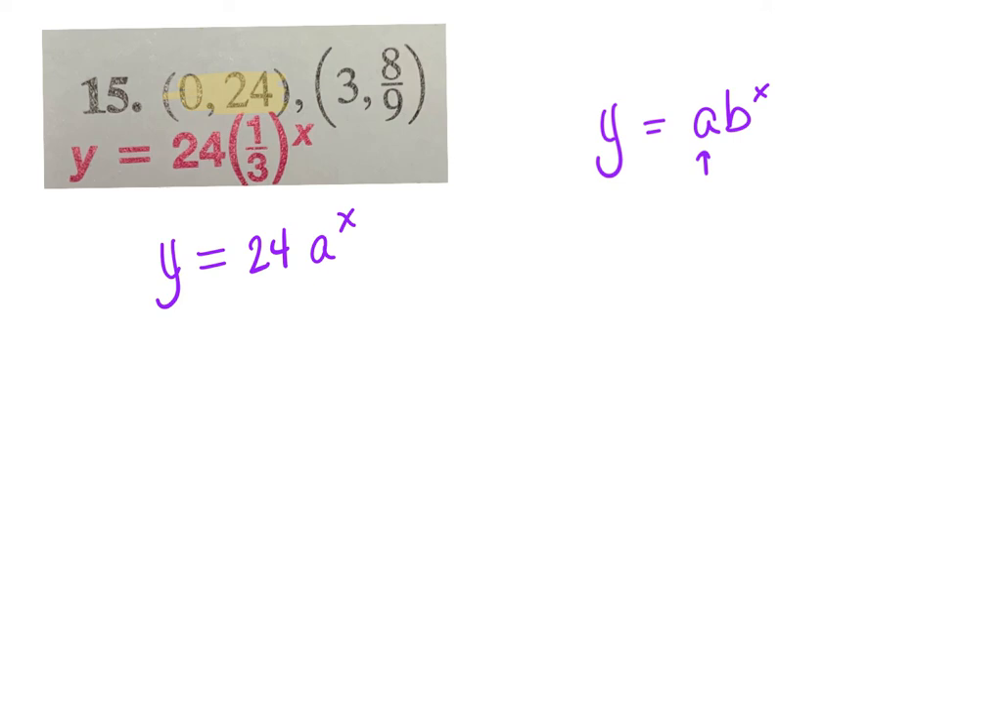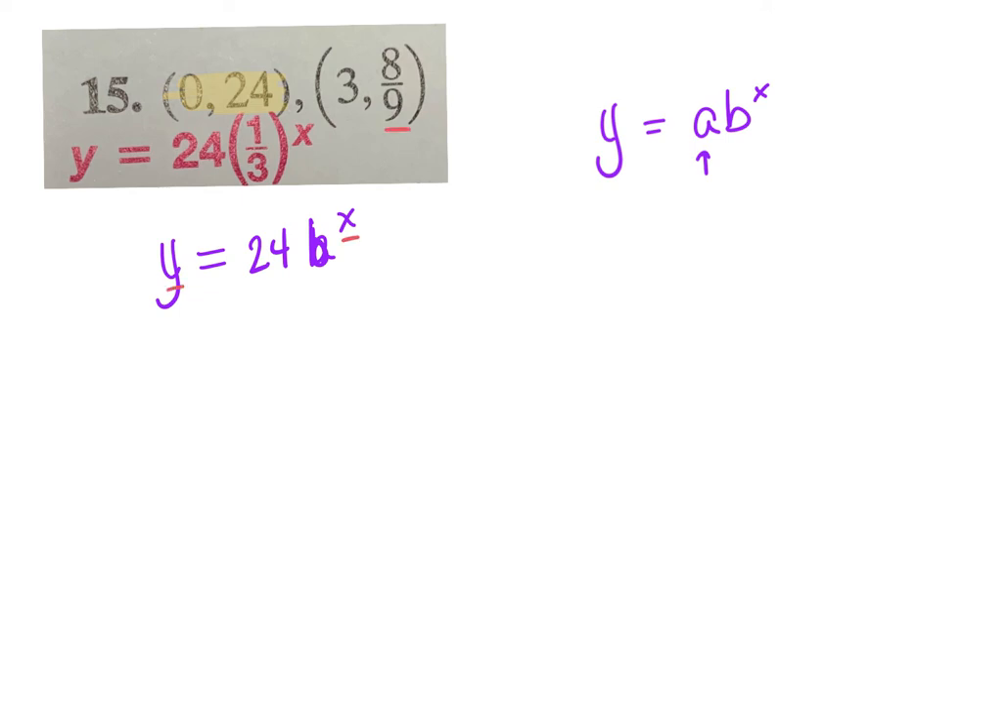Had they not given us that 0, then we would have done what we did on that example where we had to solve back into one of them and then solve back into the other. But they gave us one. So now we just have to solve for b. I wrote a, I meant b. There we go. So we're going to plug in our x and our y and solve for b.